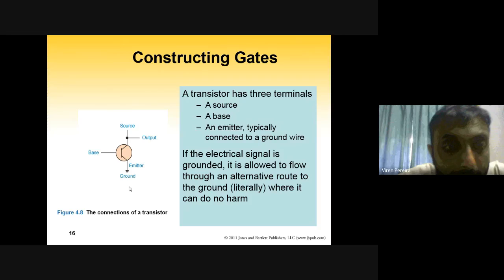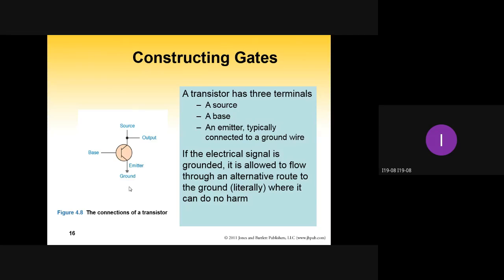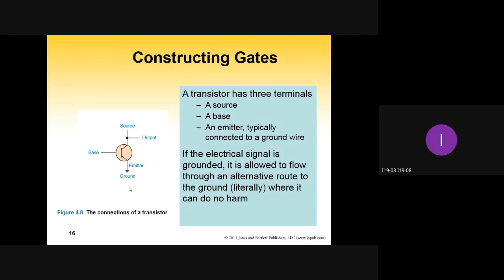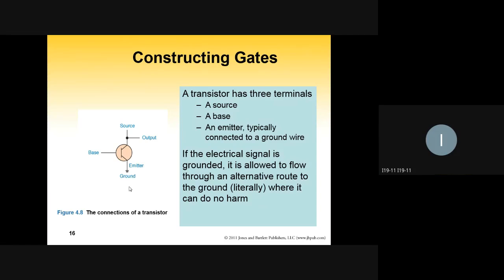So when the base is given 1 volt here, what is the output here? What will be the output? Will the output be 0 or will the output be 5 if you're giving a 1 volt at the base? 0. Correct. And if you're not giving a voltage at the base, what will be the output? 5. Correct. You all understood this logic? Everyone? Okay? Yes, sir.